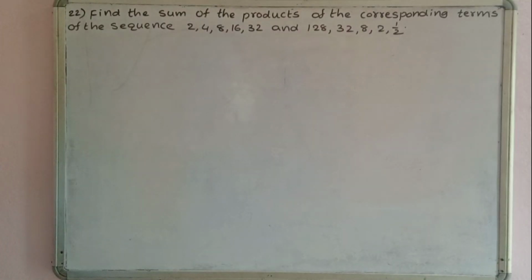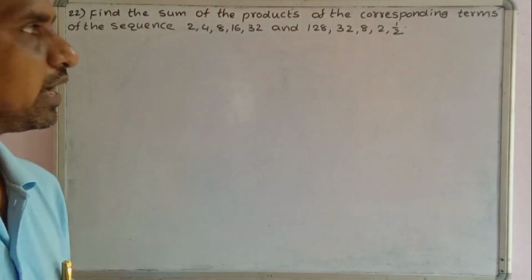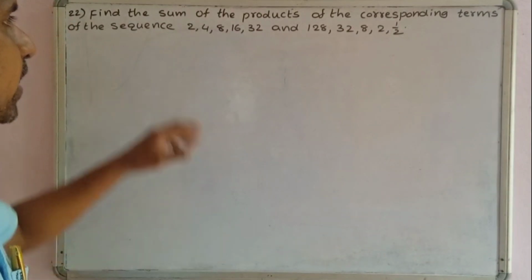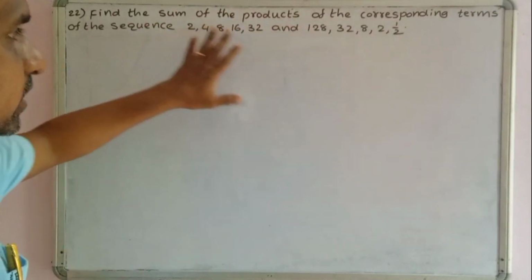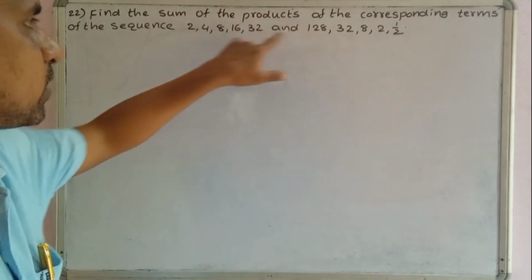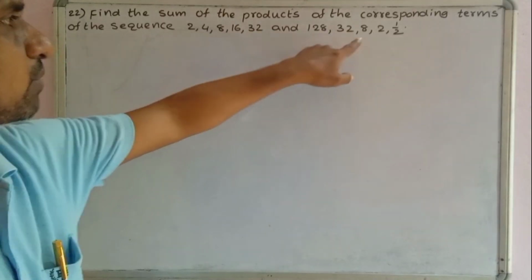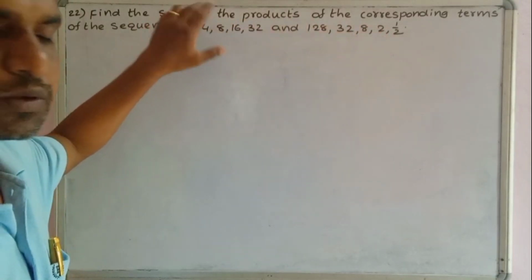Problem 22. Find the sum of the products of the corresponding terms of the sequence 2, 4, 8, 16, 32 and 128, 32, 8, 2, 1 by 2. Find the sum of products of corresponding terms. Okay, there are 2 sequences here. Do the product of corresponding terms: 2 times 128, 4 times 32, third term, fourth term, fifth term. Then what do we do? We sum them. You have to tell the sum of the products that come. Okay, see the solution.